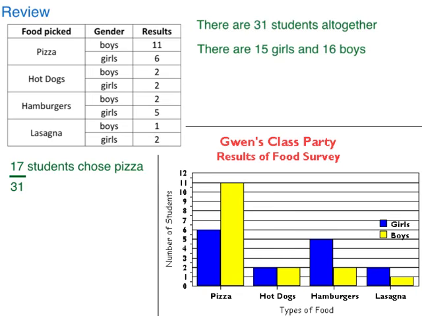We can also say that 17 out of 31 students chose pizza. This is a fraction. We can turn that fraction into a percentage, if you remember from a few units ago how to do that. To do that, we would do 17 divided by 31 and then times 100. So when we work out the math, we see that 55% of the class chose pizza.